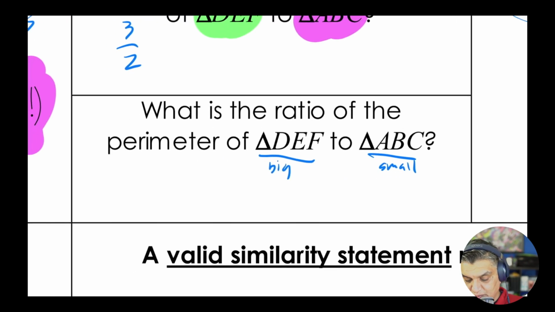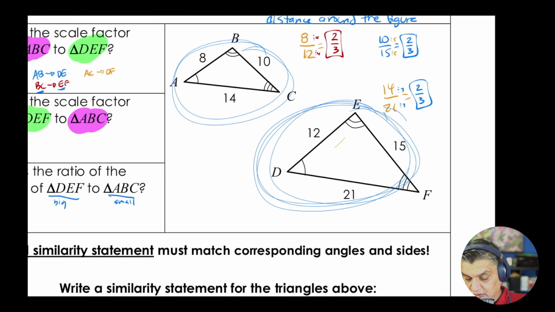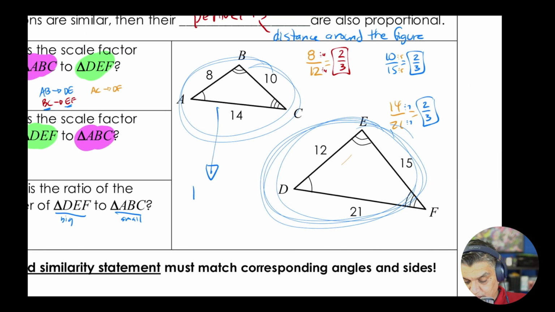Well, they want to look at the perimeter of big to small, right? So my ratio will be big to small. And what does that equal? Well, what's the perimeter of the small one? And what's the perimeter of the big one? Well, just add them up. Perimeter just means add them up, right?